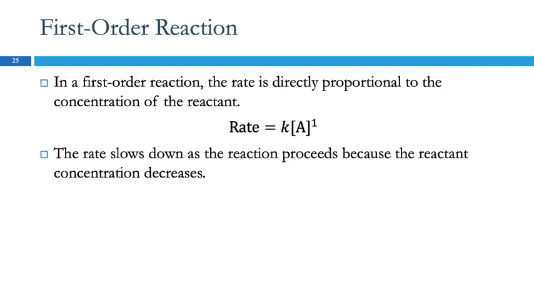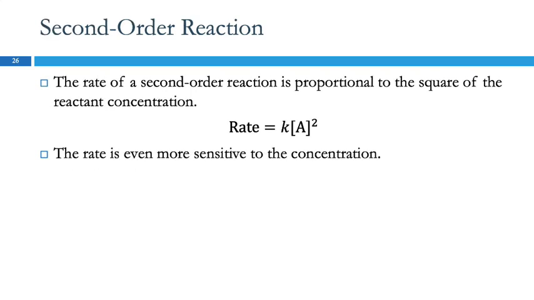First order reaction, we have direct proportionality. So the rate slows down as the reaction proceeds because the concentration is decreasing. So if A is smaller, k is a constant, then the rate is smaller. So as the concentration goes down, the rate gets slower. In a second order reaction, it's proportional to the square. And so here the rate is even more sensitive to concentration.